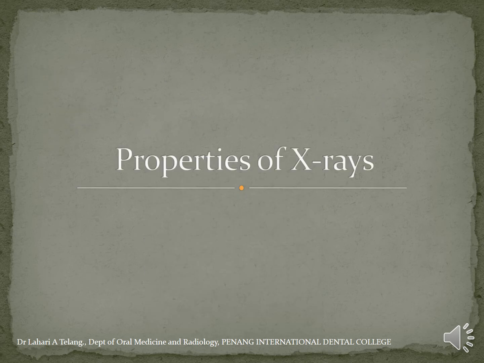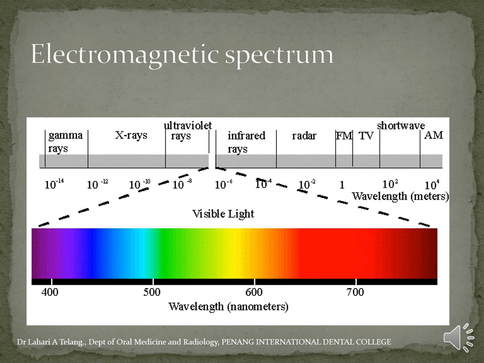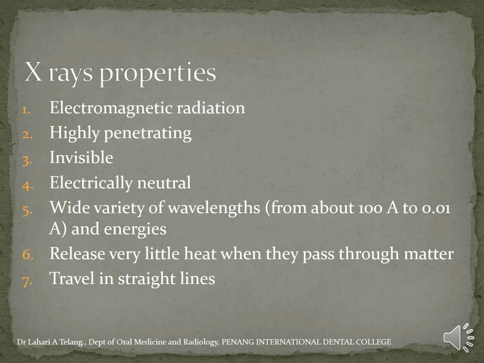Moving on, that brings us to the properties of X-rays. We've just understood that there are types of electromagnetic radiation. Let's get to understand what these X-rays actually do. Remember, I had just told you that X-rays form a part of the electromagnetic spectrum, which also has other types of radiant energy in it. X-rays are a type of electromagnetic radiation. They are highly penetrating, they are invisible, and they are electrically neutral. That means they do not carry any charge on their own.